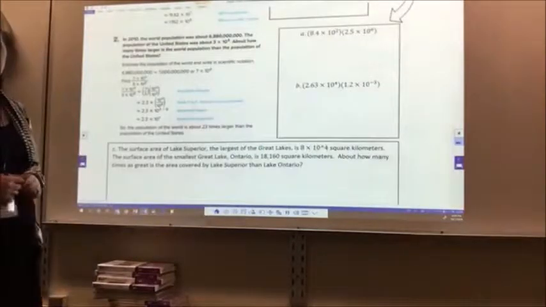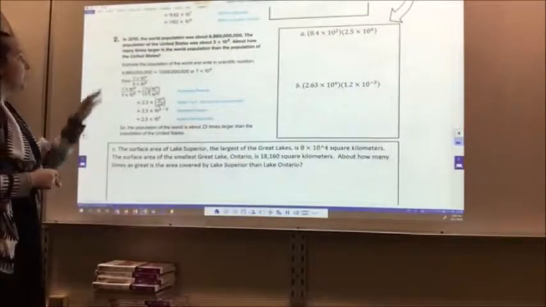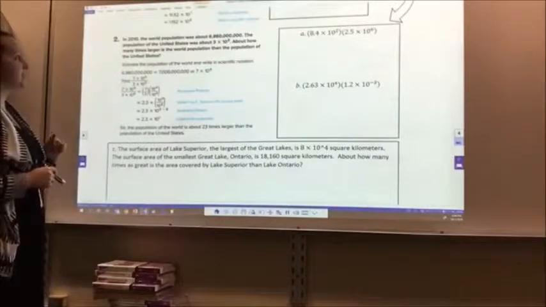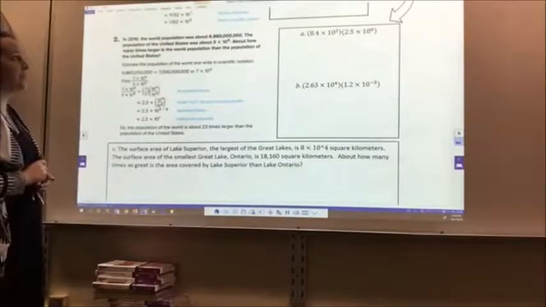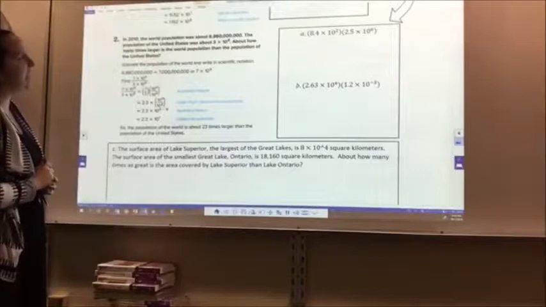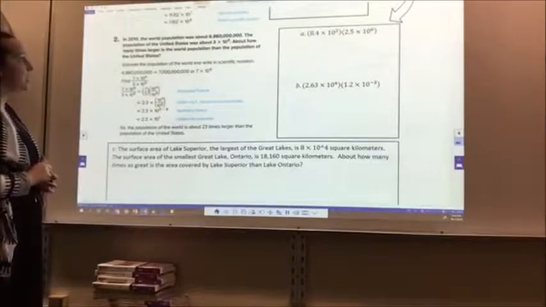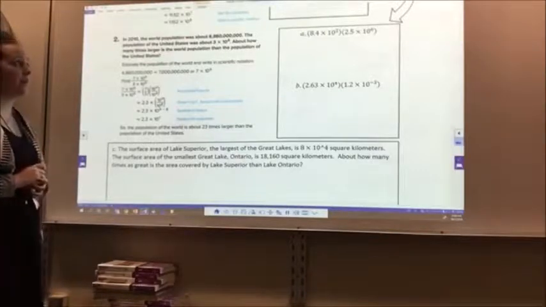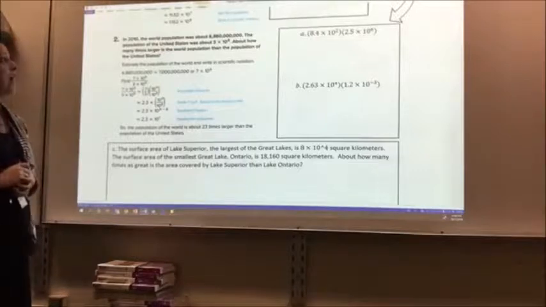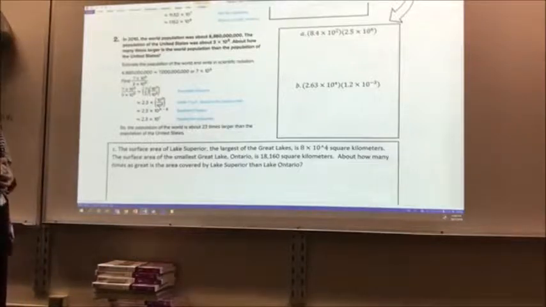All right, let's go ahead and look at problem number 2. Problem number 2 says in 2010, the world population was about 6,860,000,000. The population of the United States was about 3 times 10 to the 8th. About how many times larger is the world population than the population of the United States?